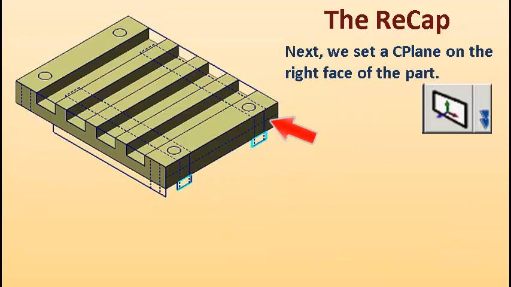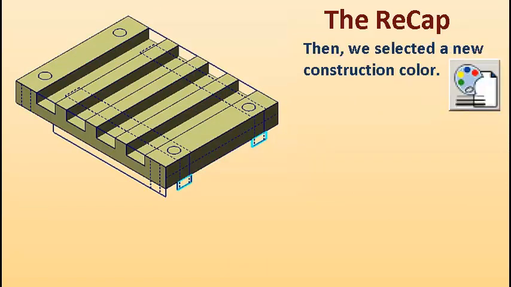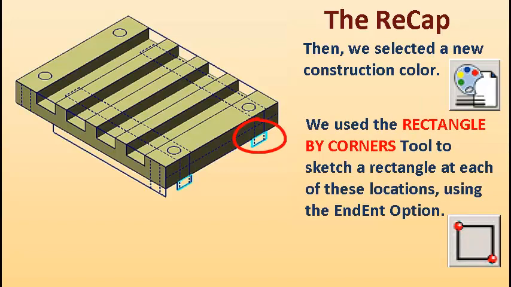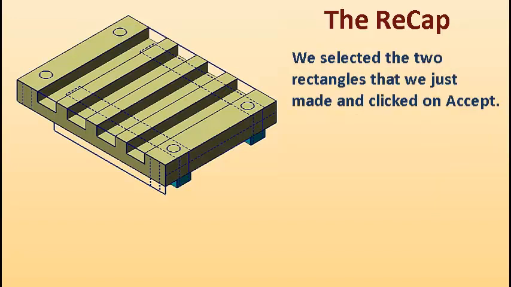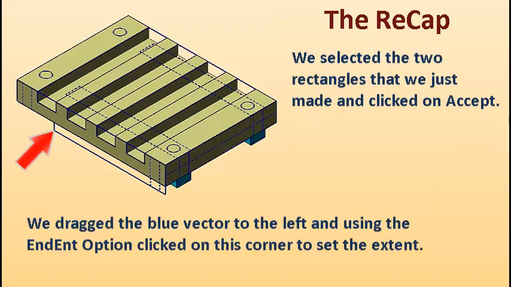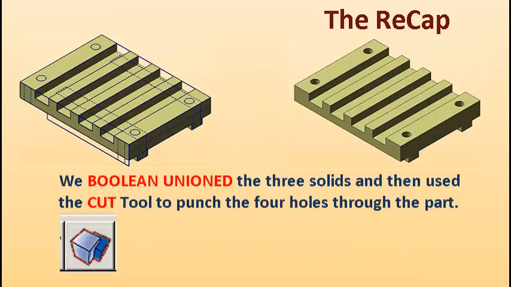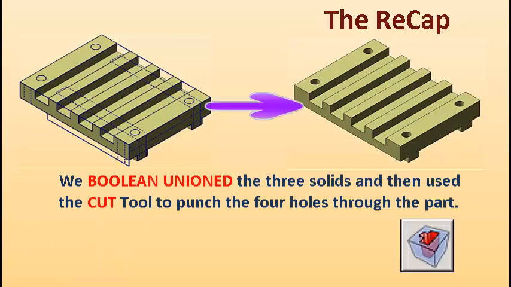Next we set a C-plane on the right face of the part, and we selected a new construction color. We used rectangle by corners to quickly sketch a rectangle at each of these locations. And then we used extrude with the dynamic option once again, selected 2 rectangles, switched backwards, picked up this corner, and that gave us exactly what we wanted there. We Boolean union the 3 solids and then used the cut tool to punch the 4 holes through the part.